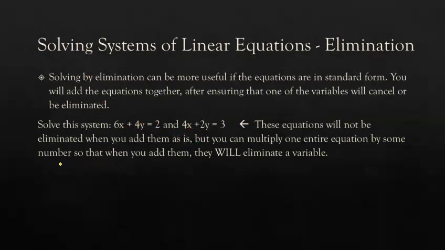What if I take this second equation and I multiply everything by a negative 2? I like to write it like this and make sure that that negative 2 gets distributed to all three parts. So I have negative 8x minus 4y equals negative 6. Now if I take my first equation and add it, 6x plus 4y equals 2.